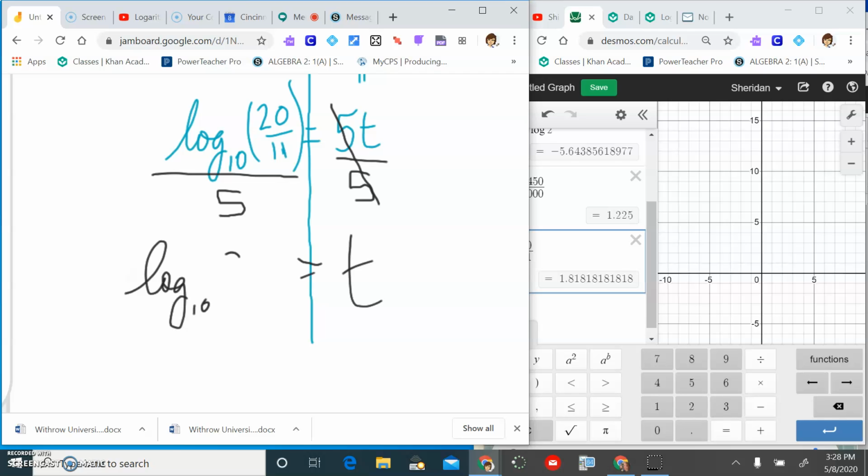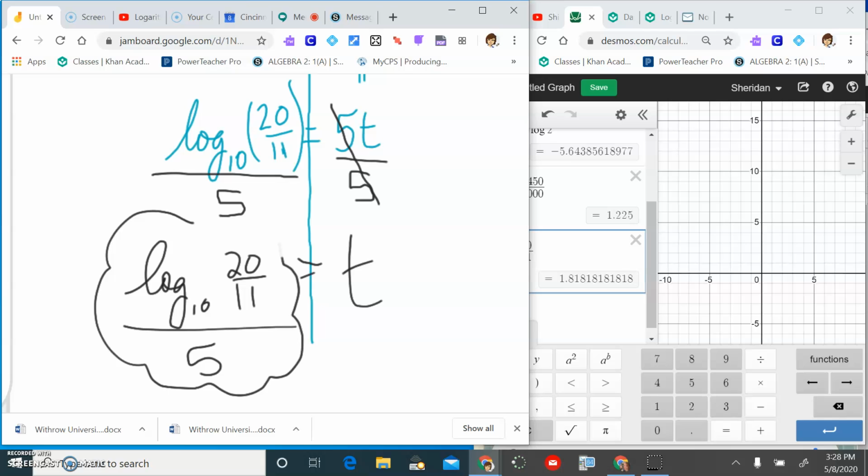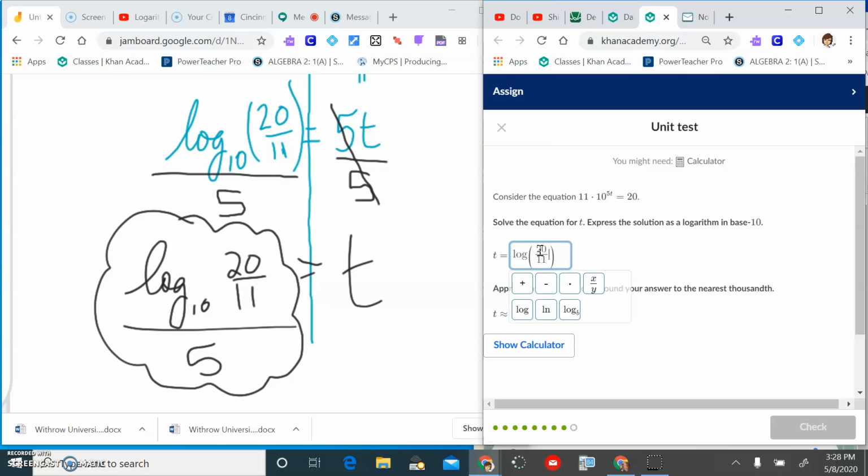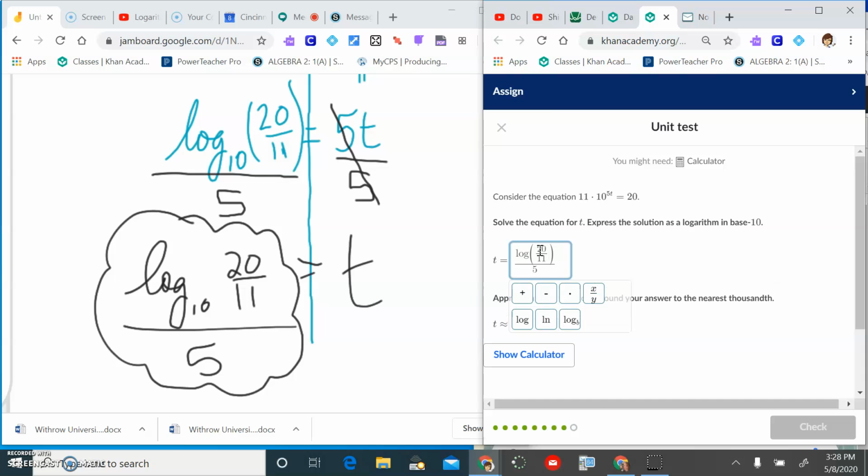It's driving me nuts. Okay, so this is the exact answer. Just writing it out nice so you can see it all in one spot. And then I've got to see how they want the answer. Oh, they want me to write it out exactly. And anytime you do log base 10, you don't have to write the 10. And then divided by 5. So that's the exact answer.